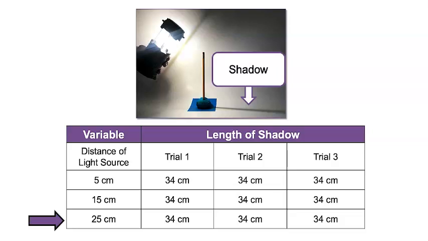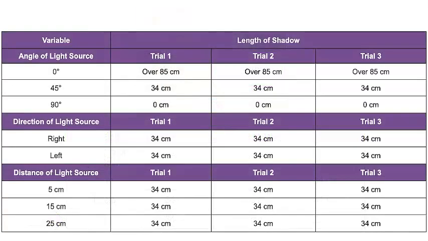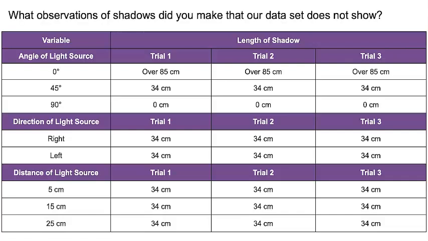Let's combine our data into one big data table. Does our data set match what you predicted? What observations of shadows did you make that our data set does not show? Maybe you think that the shadows are all the same shape as the pencil. That's true. And we don't have shapes recorded in our data table. Let's look at the data we did record.